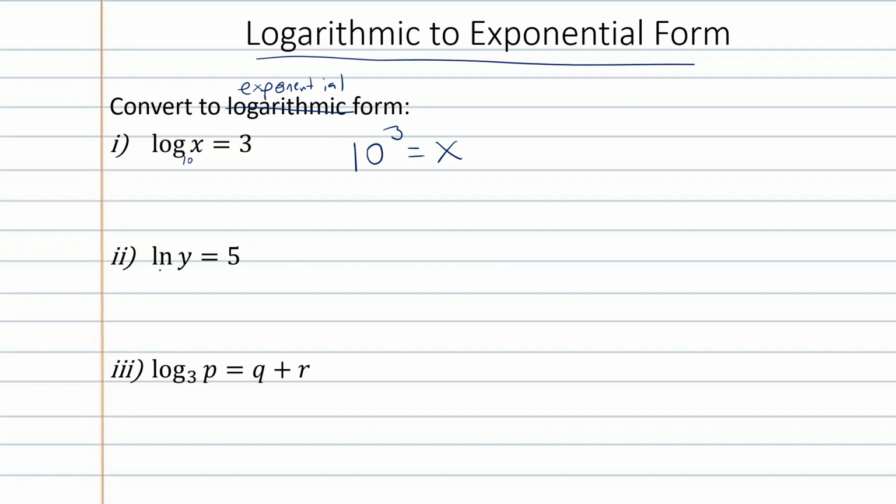All right, now this is the natural log of y equals 5. What base does natural log have? Natural log has base e. So if I convert this to an exponential, it'll be e to the 5th power equals y. And remember, e is just a number. So it'll essentially solve for y there. Now this one, converting this one to an exponential. Log base 3 of p equals q plus r. Well, this will be 3 to the q plus r power equals p. Easy enough.